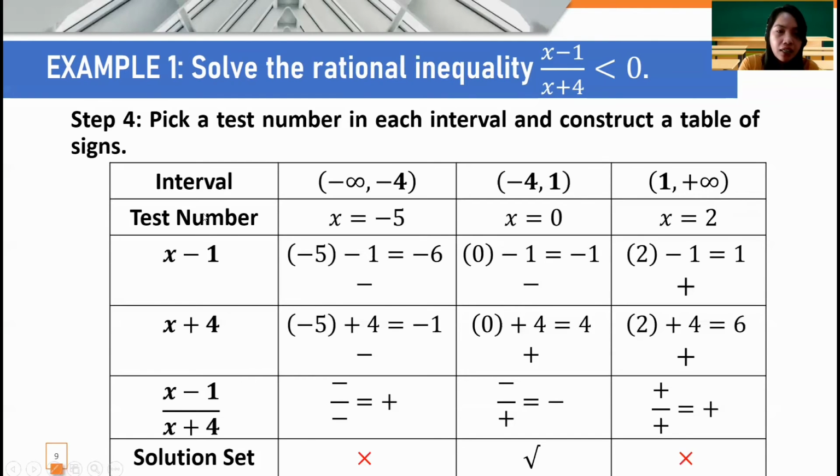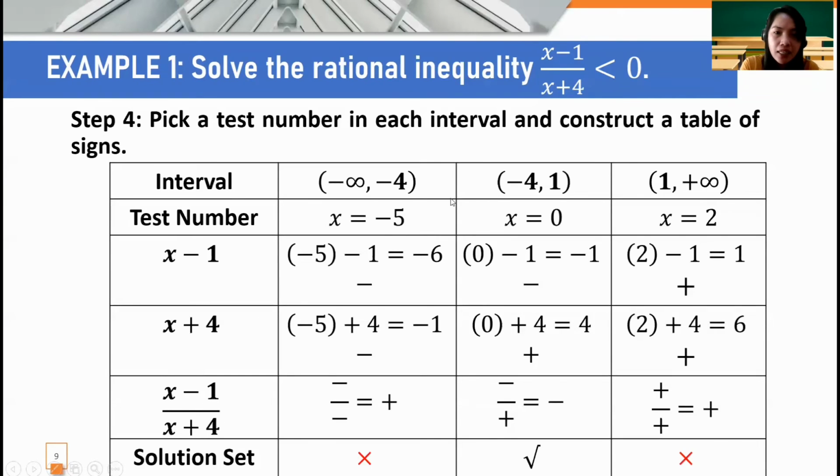Now, under test number, we have this x minus 1. X minus 1 is from the numerator. X plus 4 galing sa denominator. And ito namang x minus 1 all over x plus 4, ito na yung mismong left side ng rational inequality na given.